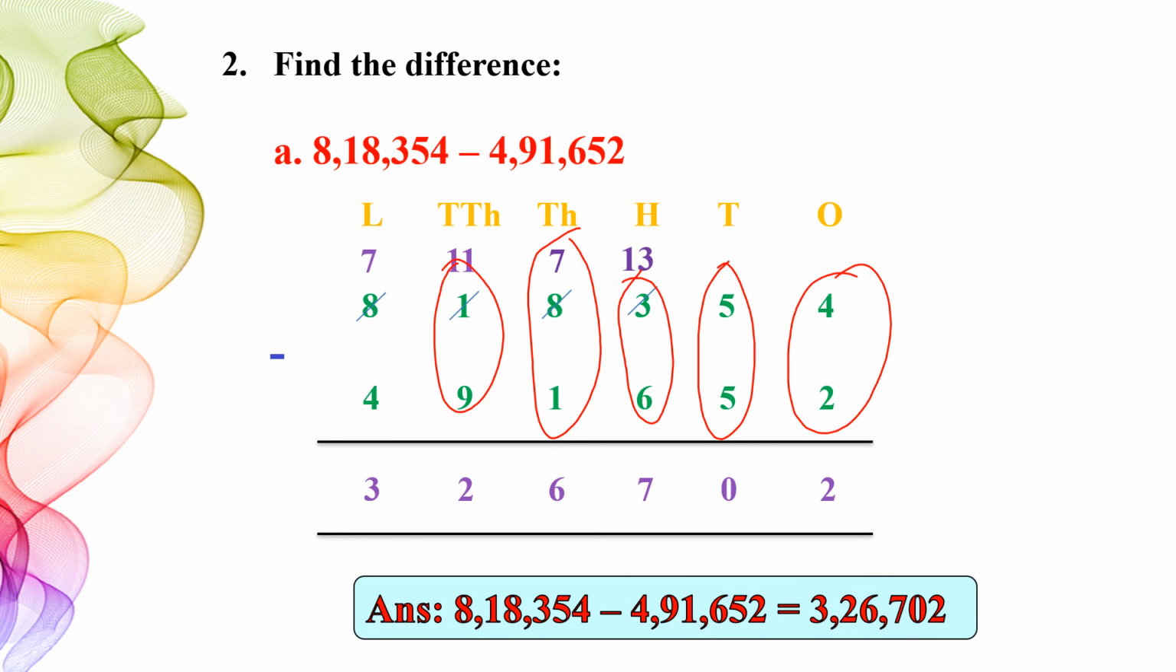Therefore, 8,18,354 minus 4,91,652 which is equal to 3,26,702.